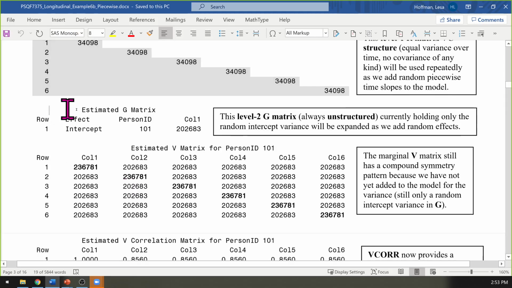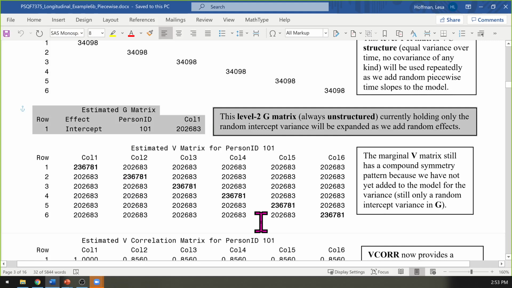My G matrix. That's my level 2 random intercept variance. So in this model, it's person mean differences because it's a parallel change model. So the person mean is sufficient because it would be the same at any occasion.